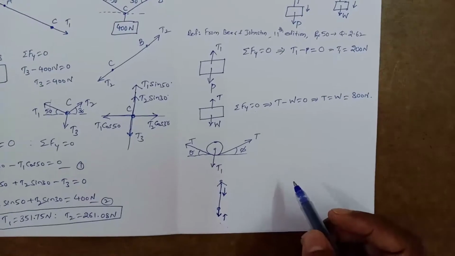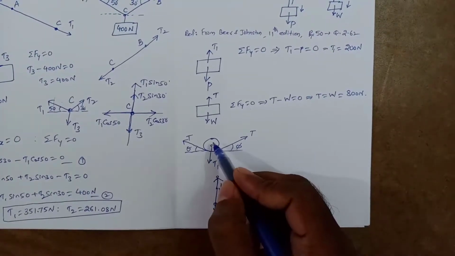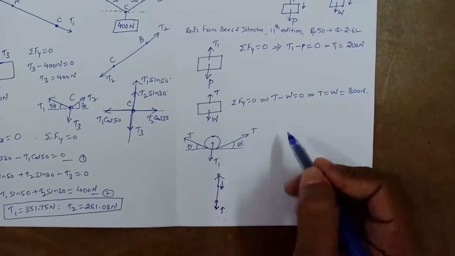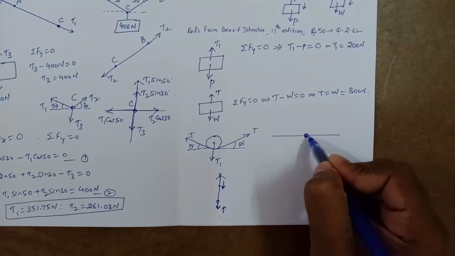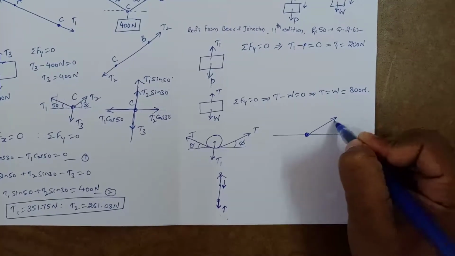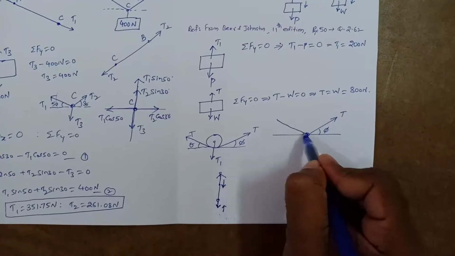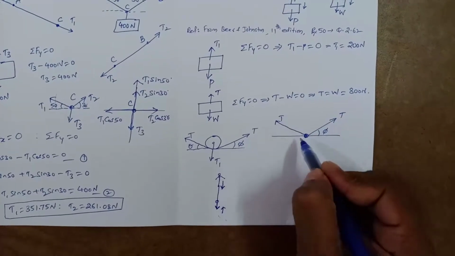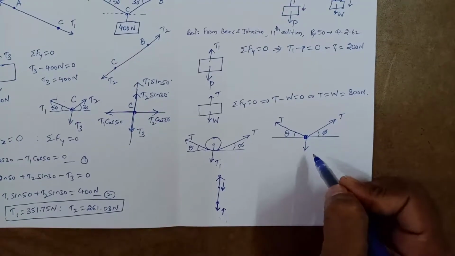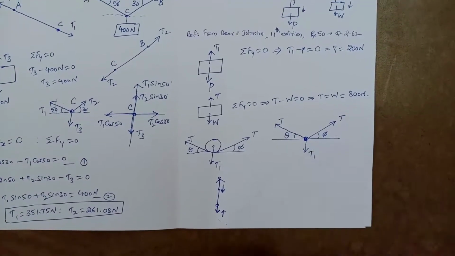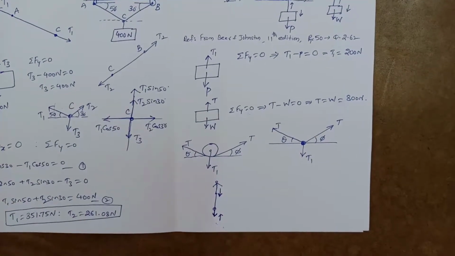So now, assuming this as a particle, because no dimensions are given, we can draw that same diagram as a particle. So like this, and this is some T, and given this is phi, again this is also T, and this angle is theta, and this is T1. This is T1. Now this is in equilibrium.